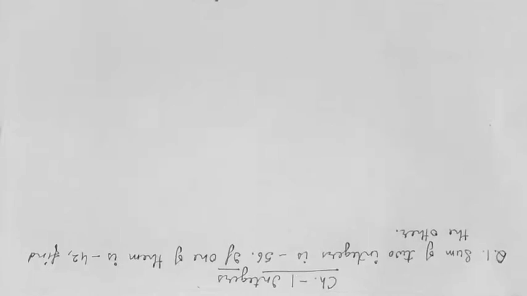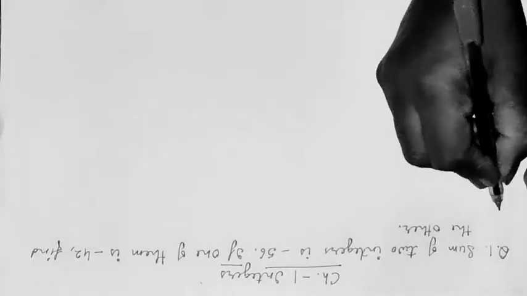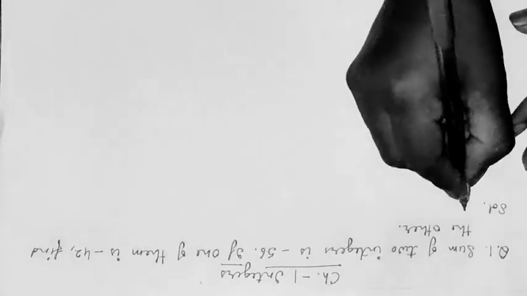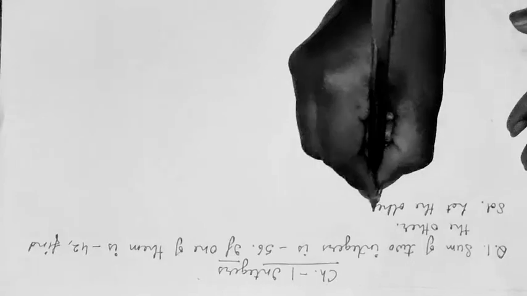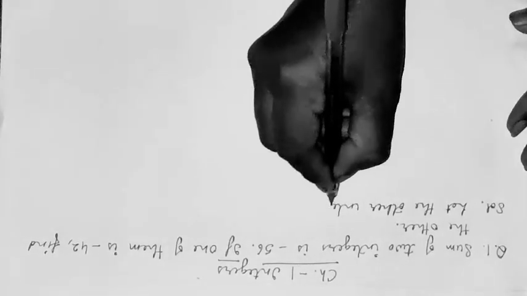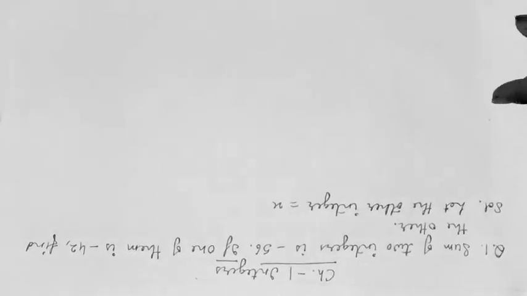So the first problem is, when the sum of two integers is given and one of the integers is given and we have to find the other integer, then how can we find the other integer? For solving such a problem, let the other integer be x.